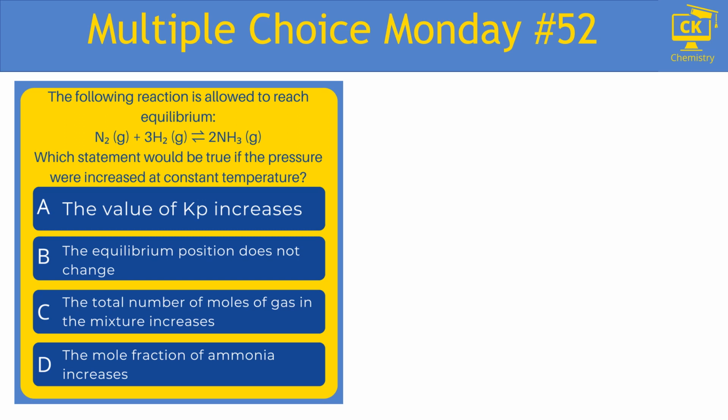This week's multiple choice Monday is looking at Kp and gaseous equilibrium. So while we try and explain some of this, let's think about first of all what the P in Kp means. It actually stands for partial pressure, not just the total pressure. And we should remember from our calculations that partial pressure is equal to the mole fraction, so the moles of any particular gas divided by the total number of moles, and then that's times by total pressure.